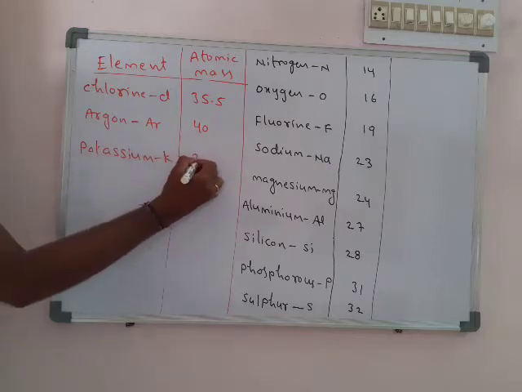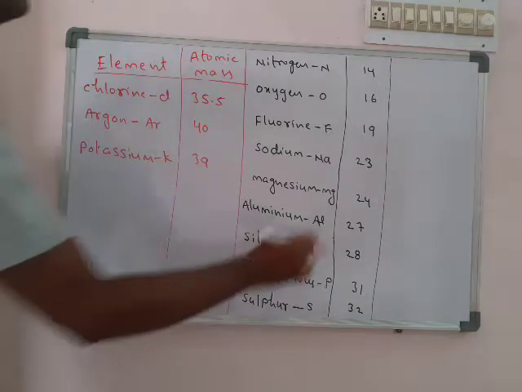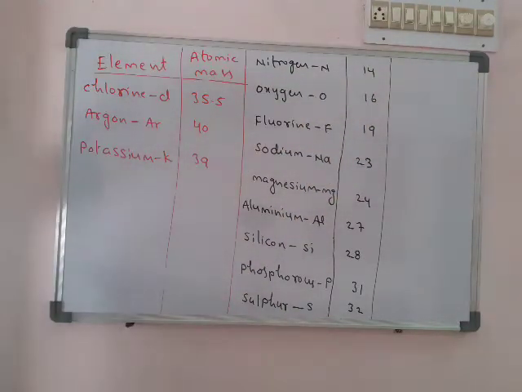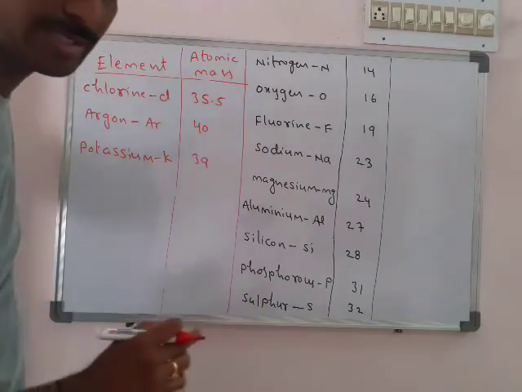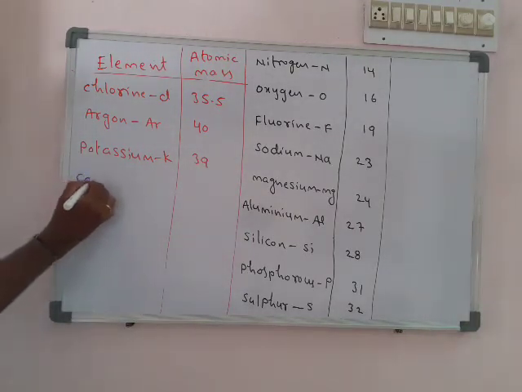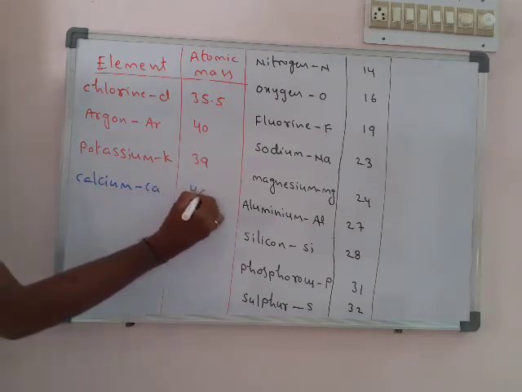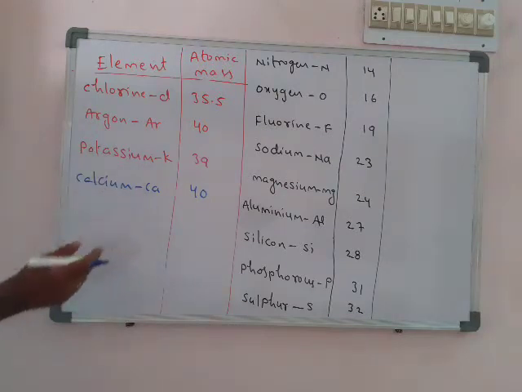So next, an important one, potassium. Okay, this is 39. Here decreasing order takes place. So in maximum places it is just increasing order, and at very few places we see decreasing order. So this is an example of decreasing order. Next after potassium, calcium. It is again 40. So both have the same mass.